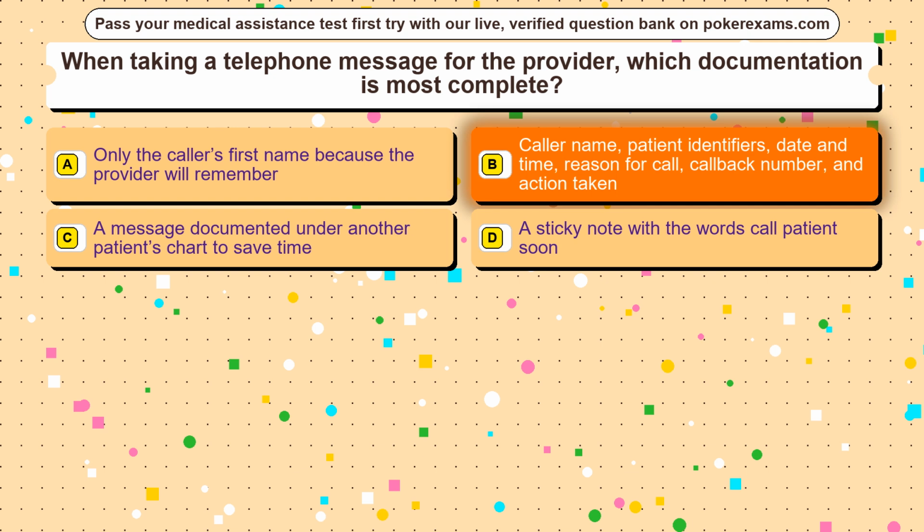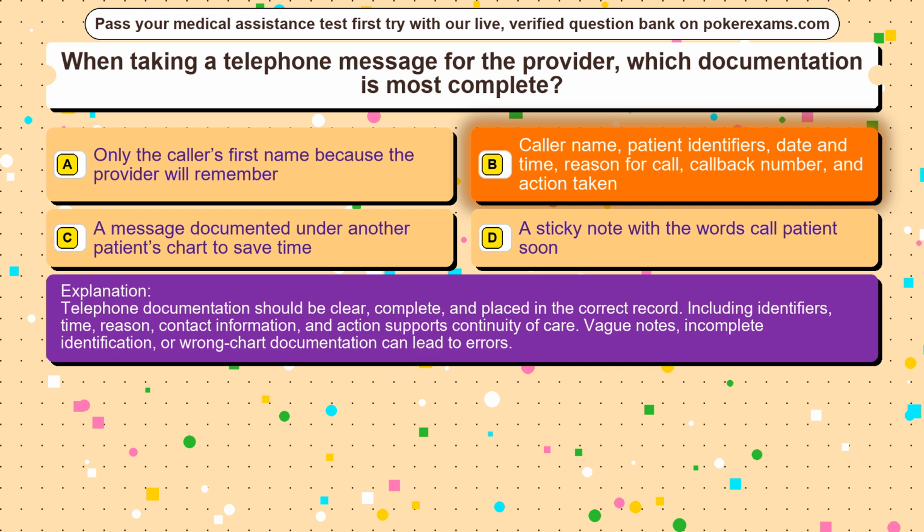The correct answer is option B. Caller name, patient identifiers, date and time, reason for call, callback number, and action taken. Telephone documentation should be clear, complete, and placed in the correct record, including identifiers, time, reason, contact information, and action. Supports continuity of care. Vague notes, incomplete identification, or wrong chart documentation can lead to errors.